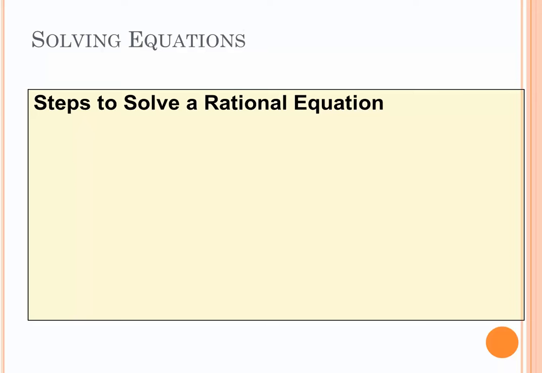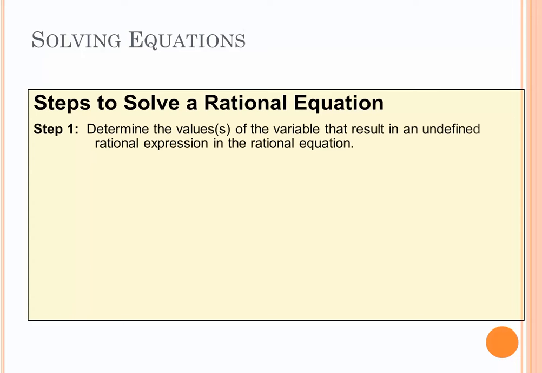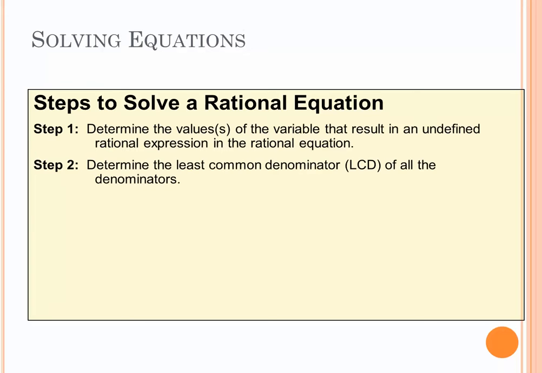Steps to solving a rational equation. First step is to determine the values of the variable that result in an undefined rational expression in the rational equation. Step 2 is to determine the least common denominator of all of the denominators.